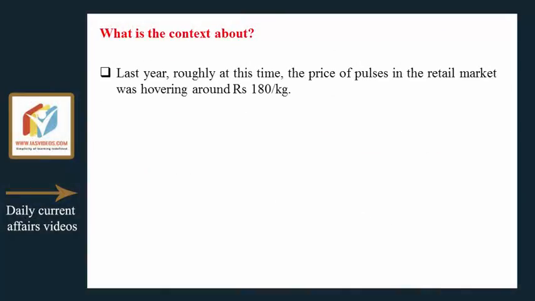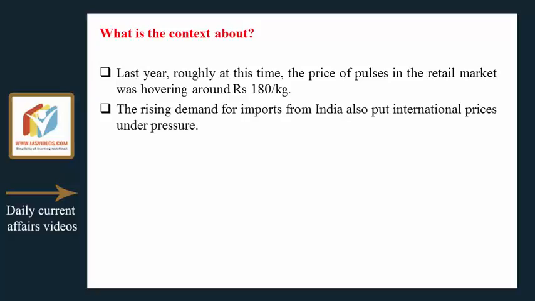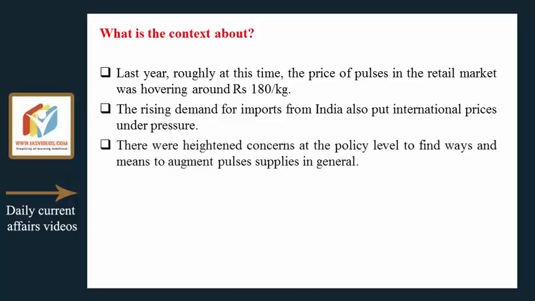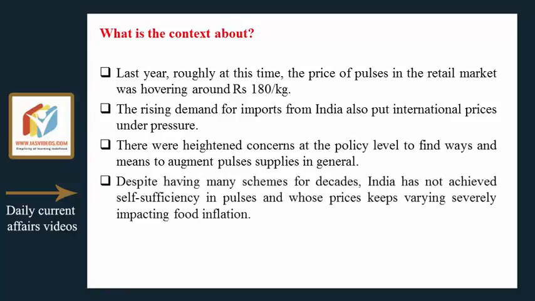What is the context about? Last year, roughly at this time, the price of pulses in the retail market was hovering around ₹180 per kilogram. The rising demand for imports from India also put international prices under pressure. There were heightened concerns at the policy level to find ways and means to augment pulses supplies in general. Despite having many schemes for decades, India has not achieved self-sufficiency in pulses, and its prices keep varying severely, impacting food inflation.